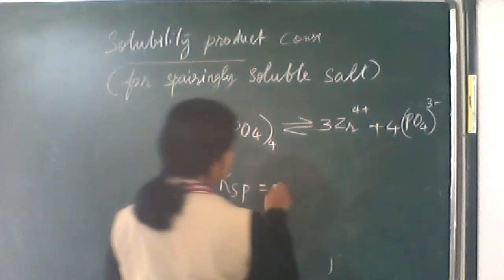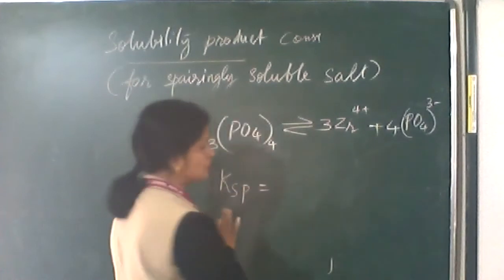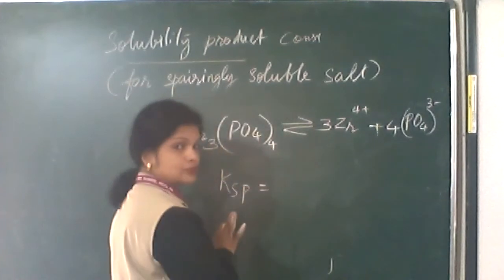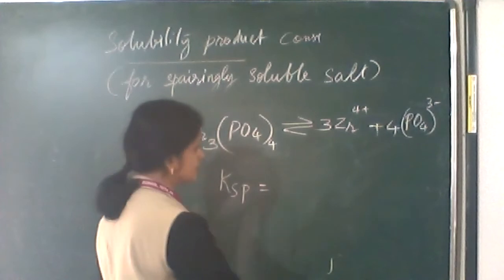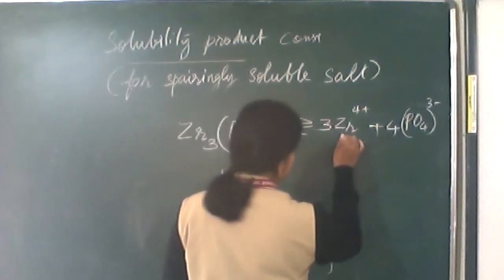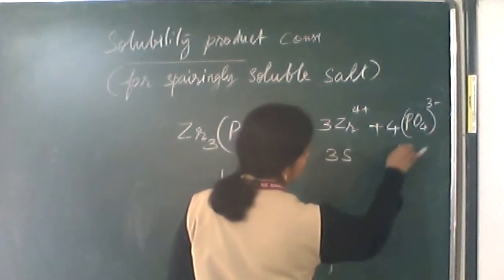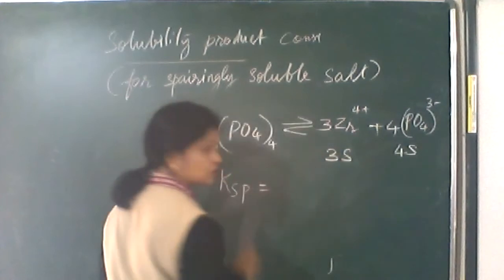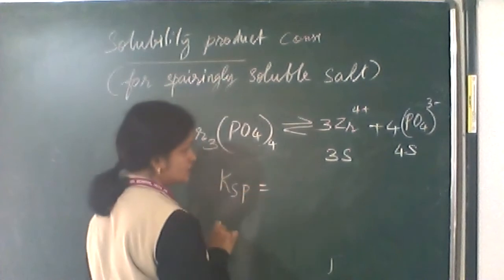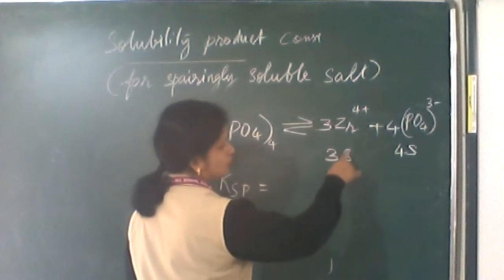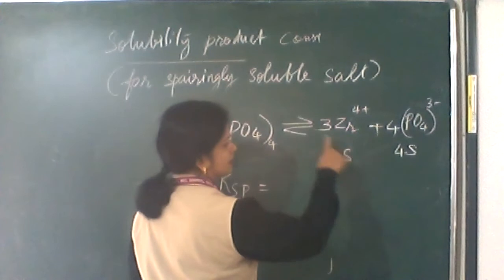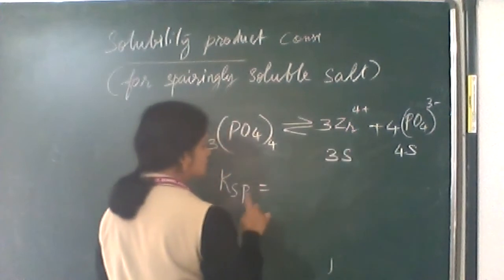Ksp is equal to Kc, the equilibrium constant. Now we are calling it Ksp for the sparingly soluble solid. This is 3S, 3 times S. This is 4 times S. Solubility is consumption: 3 times solubility S. Then what is Ksp?